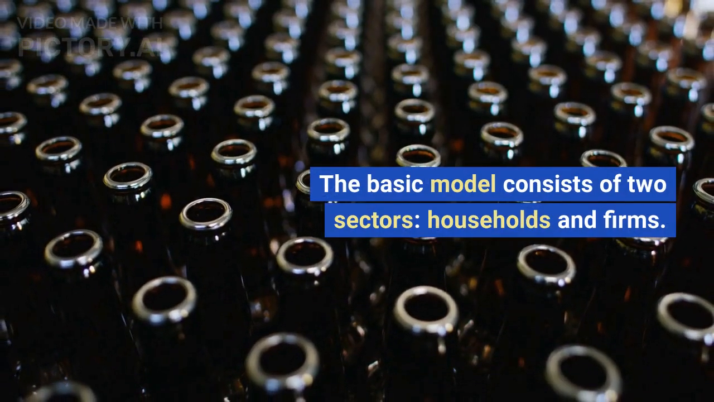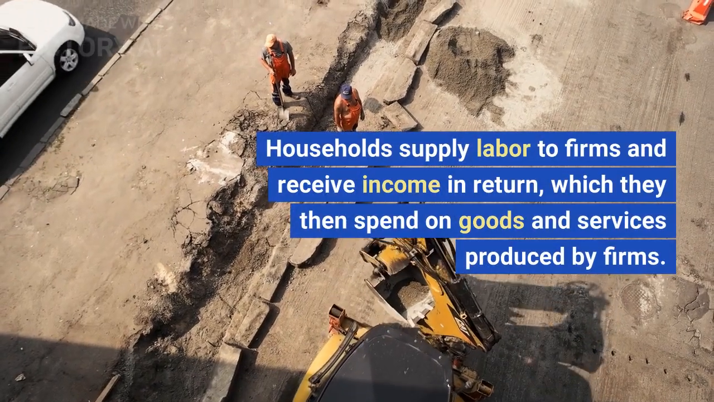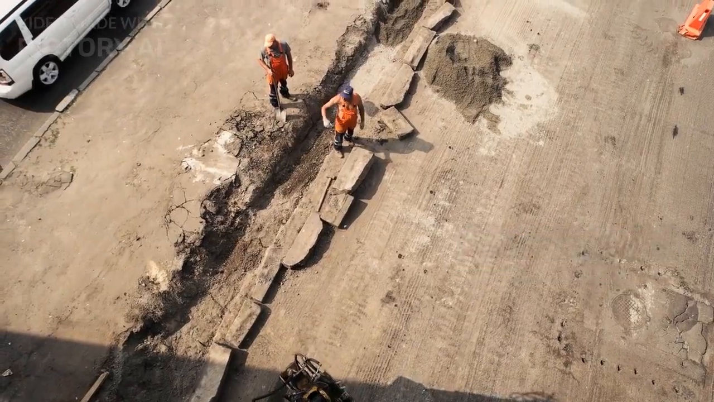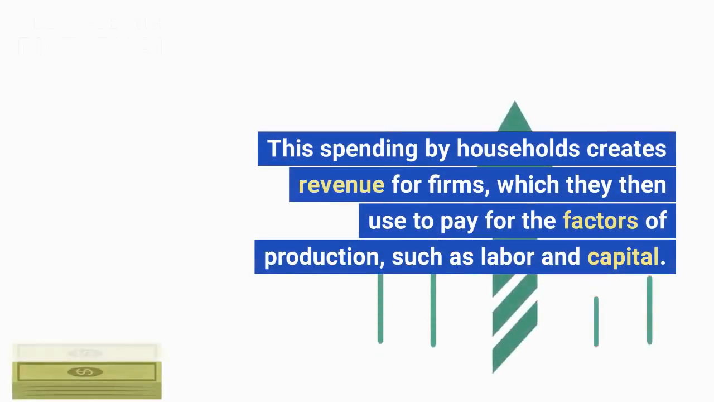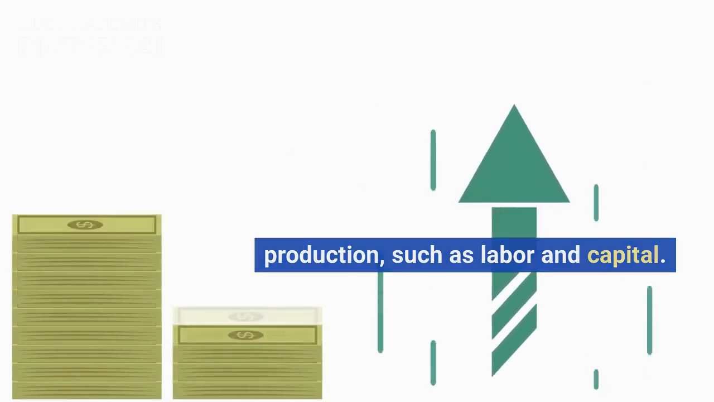The basic model consists of two sectors, households and firms. Households supply labor to firms and receive income in return, which they then spend on goods and services produced by firms. This spending by households creates revenue for firms, which they then use to pay for the factors of production, such as labor and capital.